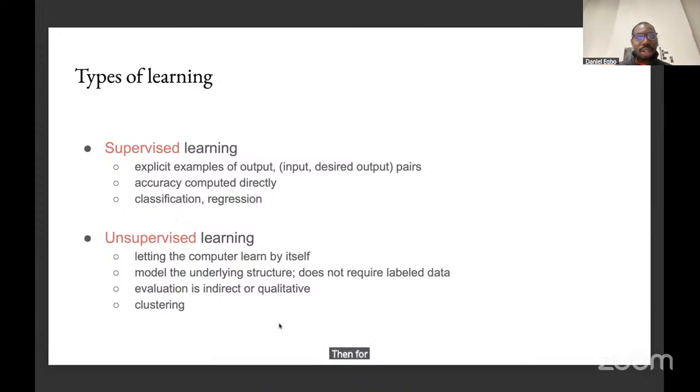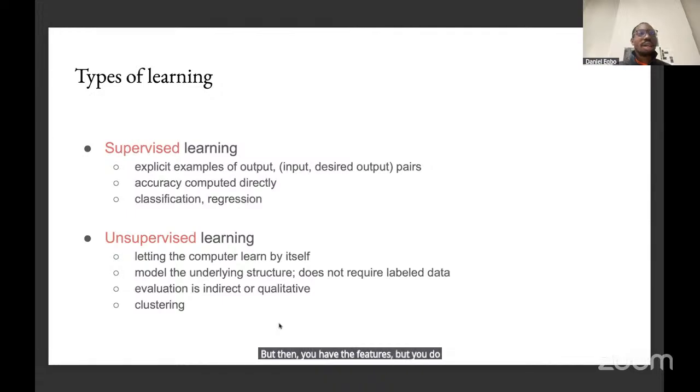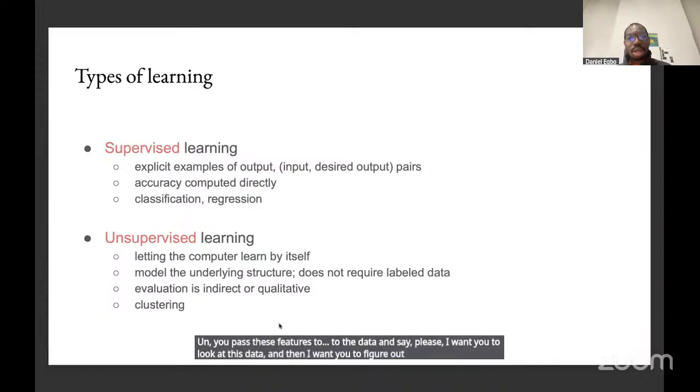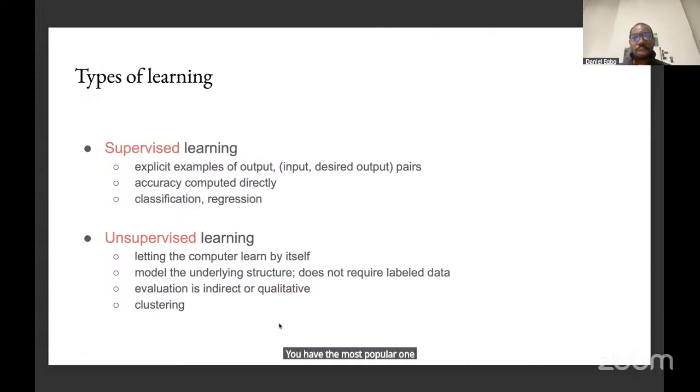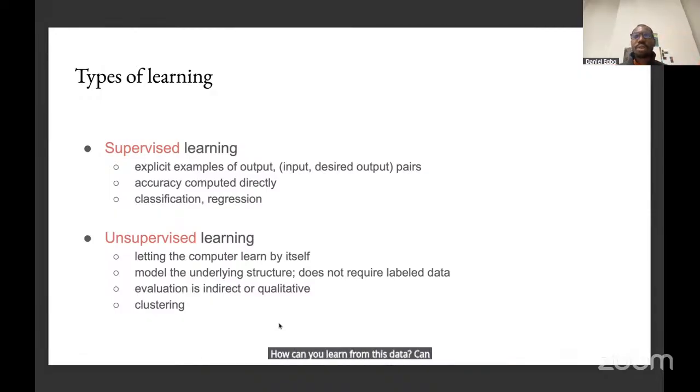Then for unsupervised learning, you also have a case. This is where you have a data set that has features, but you do not necessarily have the labels. In that case, you pass these features to the algorithm and say, please look at this data and figure out something from it. The most popular approach is clustering. You give it a set of data and ask, can you find features that are quite unique or similar? And it is able to do this.